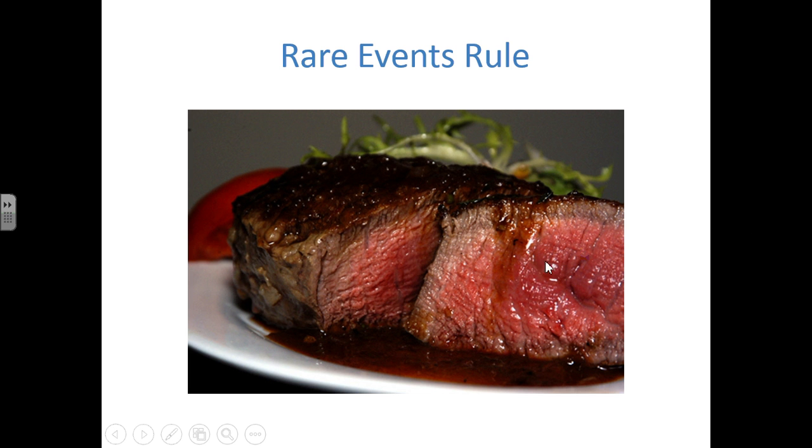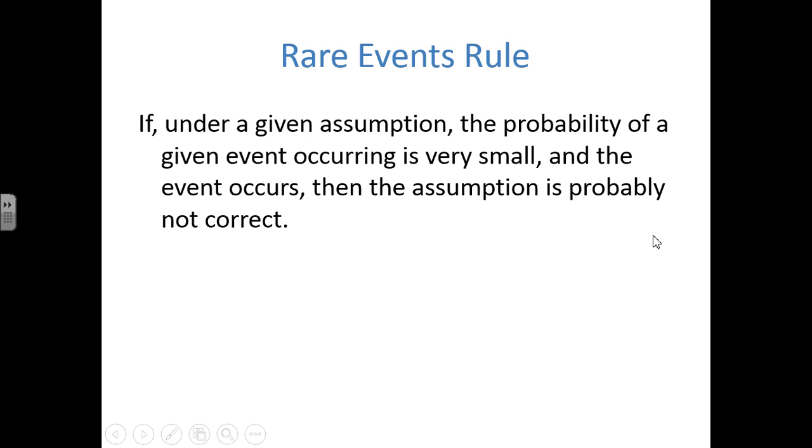So the rare event rule says, rare piece of steak, right? Well, the rare event rule says if under a given assumption the probability is very small, and the event occurs, then the assumption is probably not correct. If something's very rare, it probably will not happen.